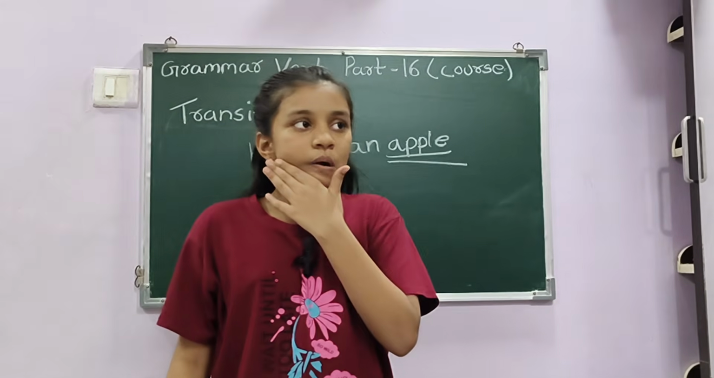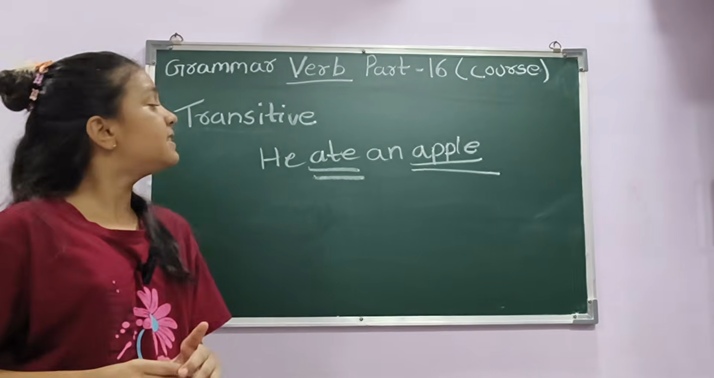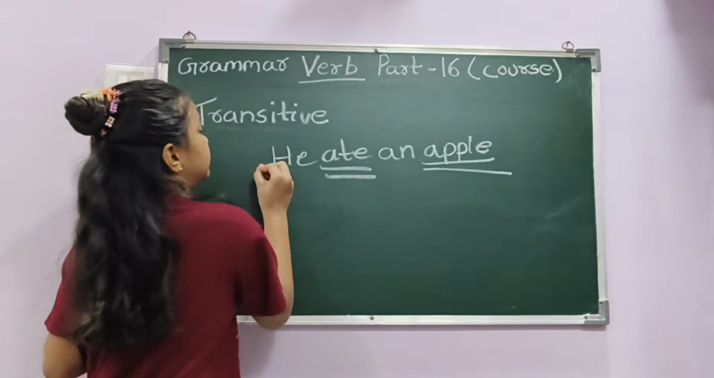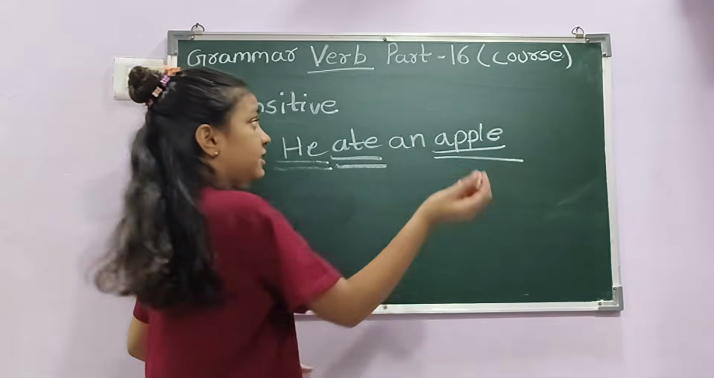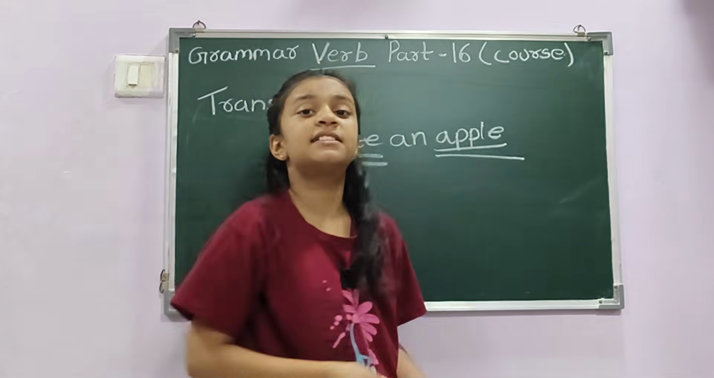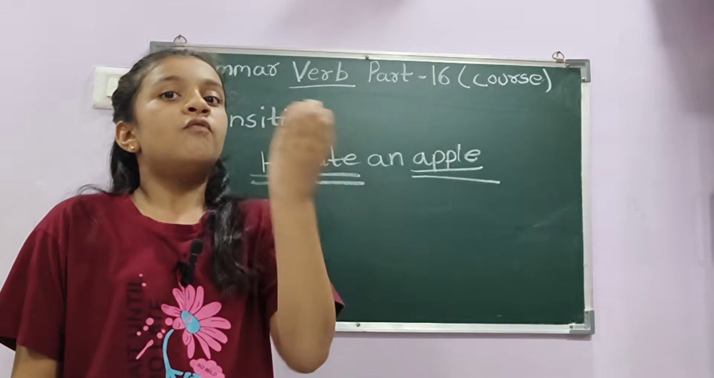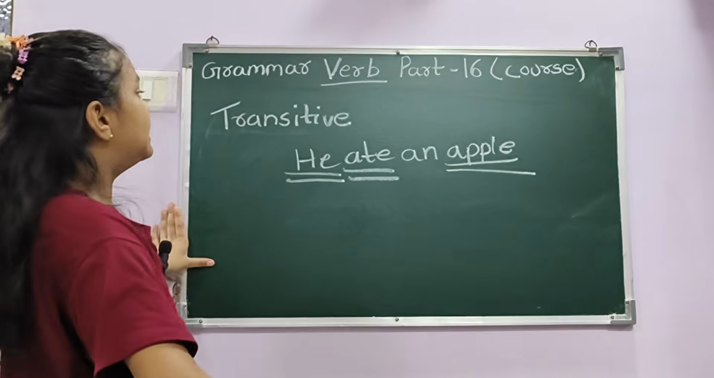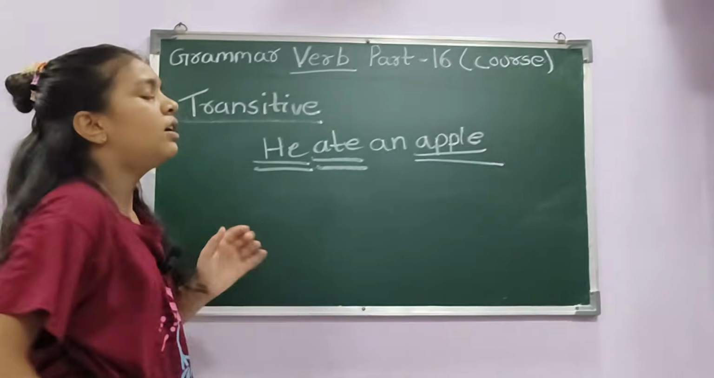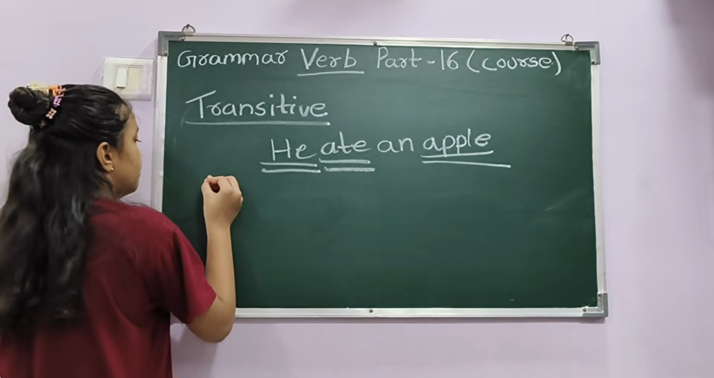Okay, so see here, the action is done by he, and the reaction is done by the apple. It means the reaction is going to the apple. The action is he is eating. What is he eating? The reaction is going to the apple. So this is known as transitive.